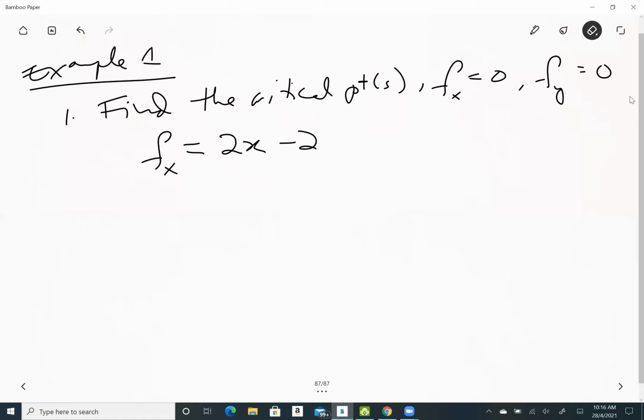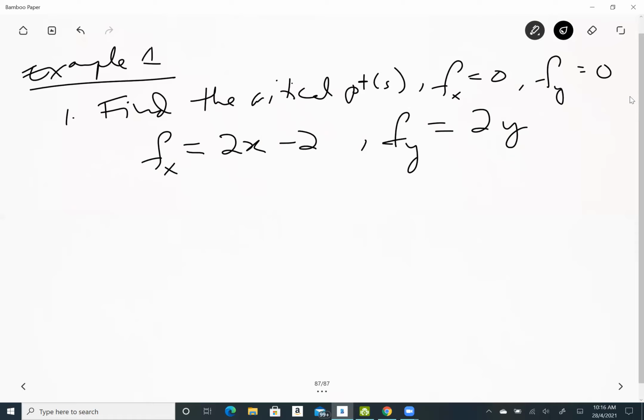Then you find fy. What is fy? Fy, you have only y squared, so that will be 2y. Set that to 0 for the critical point.